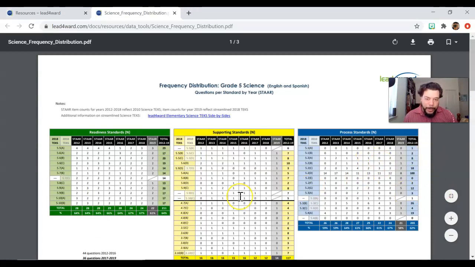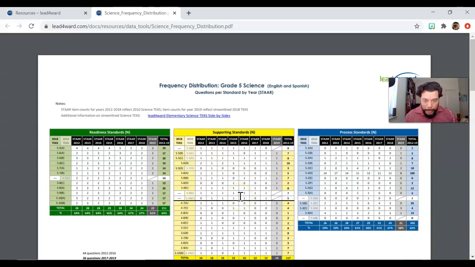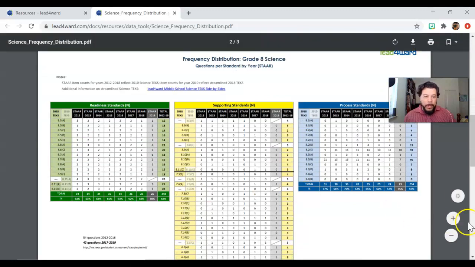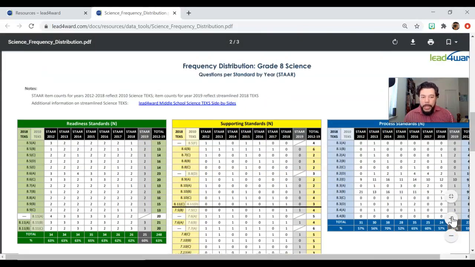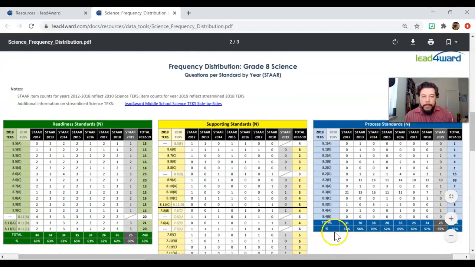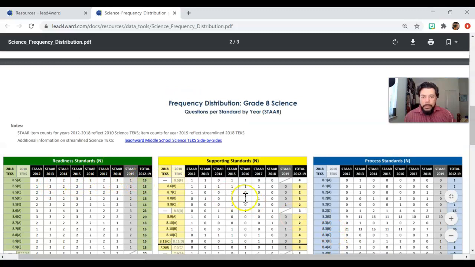And by in the past, I mean, this is one way of looking at it. This is the first way that Lead4ward showed us. I'm going to skip the 5th grade. I'm going to go right to the 8th grade. And let me blow this up just a smidge. There you go. And what we see is we have the readiness standards, supporting standards, and process standards. And you can see that all the SEs that fall under these categories are listed right here on the sides. And then across the top, you see STAAR 2012 through STAAR 2019, and then a total column.